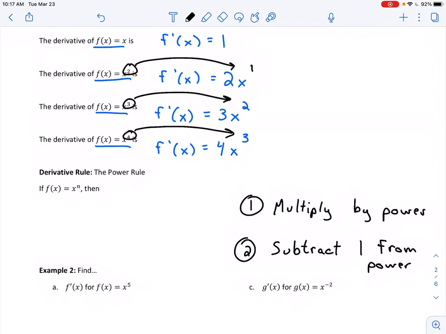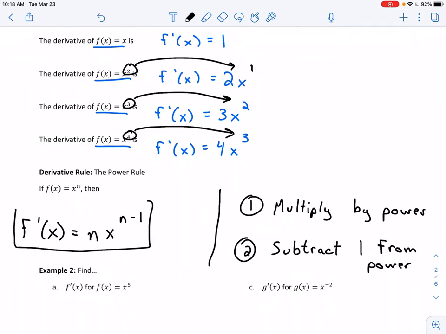So if you're working with f of x equals x to the nth power, then your first step is to multiply by your power. So I'm going to multiply by my power of n. And let's talk about the derivative. f prime of x equals, I'll multiply by my power, n times x. What do I do next? I subtract 1 from the power. So my power is no longer just n. I need to subtract 1 from this power. So this is how it looks in its general form.